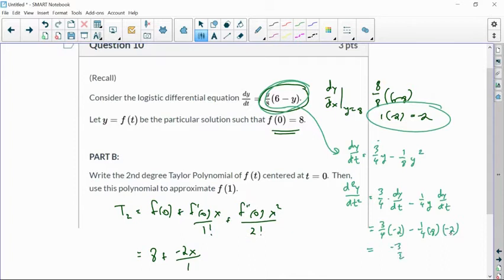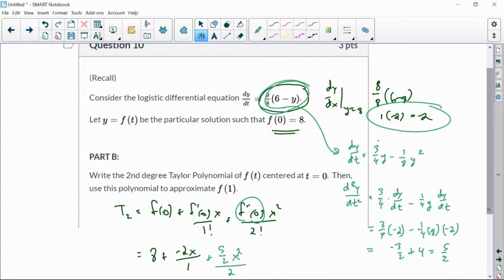And this becomes ultimately a positive. 1/4 of 8 is 2, and then 2 times negative 2 is negative 4, so minus negative 4 is positive 4. So we end up getting negative 3/2 plus 4, which is 5/2, or 2.5. So that was the coefficient we were looking for. That's your f double prime of 0, and that's where a lot of people made a mistake. Then x squared divided by 2 factorial, which is 2.